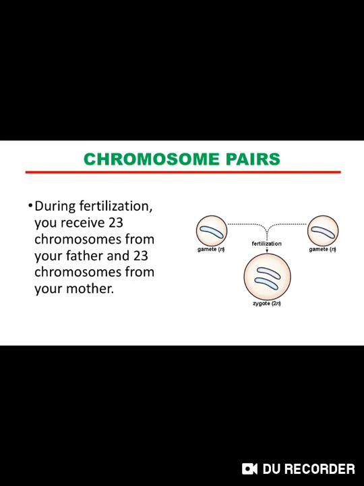Chromosome pairs. During fertilization, you receive 23 chromosomes from your father and 23 chromosomes from your mother. This is how we get 46 chromosomes or 23 pairs. You can see in the picture on the right how one chromosome is given from your mother, the other one is given from your father, and when fertilization occurs, then we can have those chromosomes inside one cell.